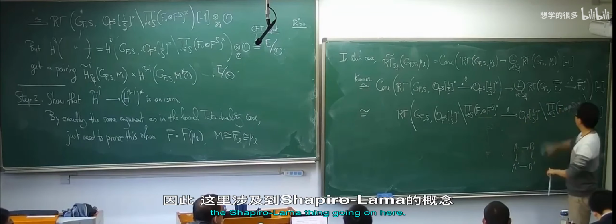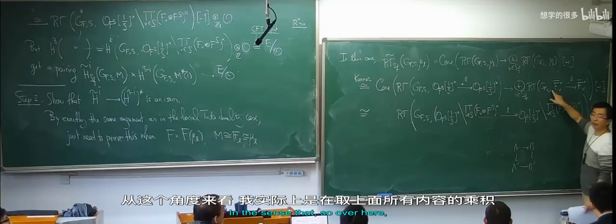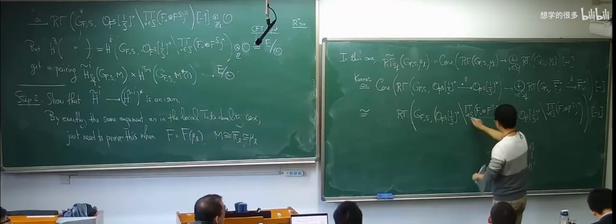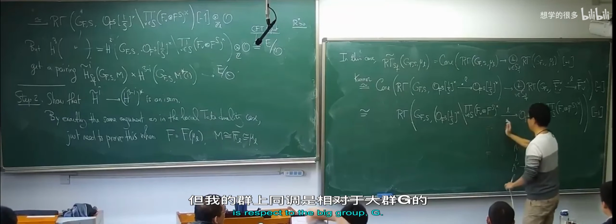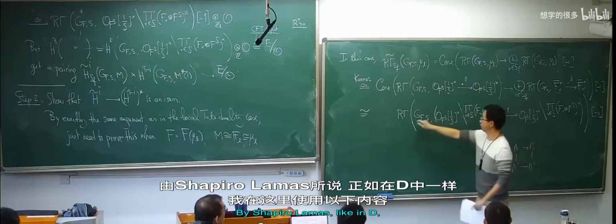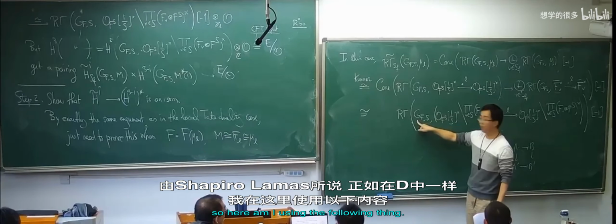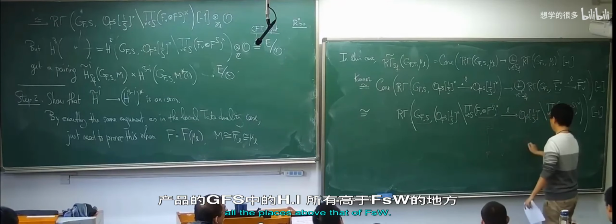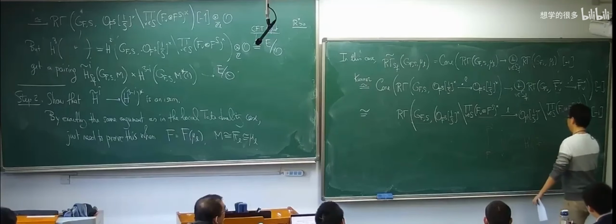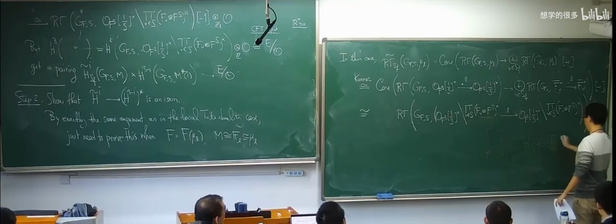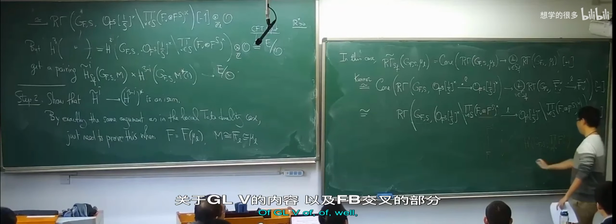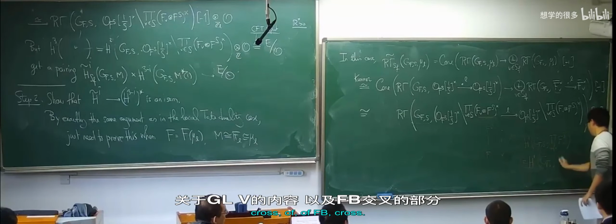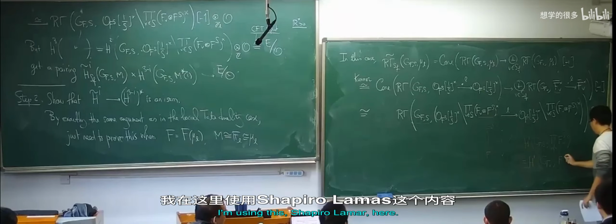So there's a Shapiro's Lemma thing going on here. Over here, I'm really taking the product of all those things above. But my group cohomology is with respect to the big group, G. By Shapiro's Lemma, H^i of G_FS with coefficients in the product of all the places above that of F_SW is the same as H^i of G_L V of F_B cross. I'm using Shapiro's Lemma here.